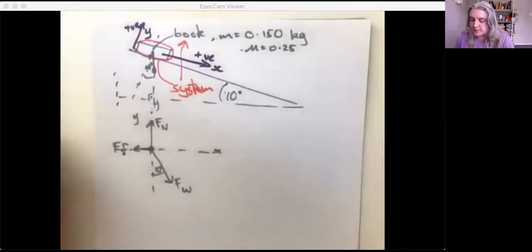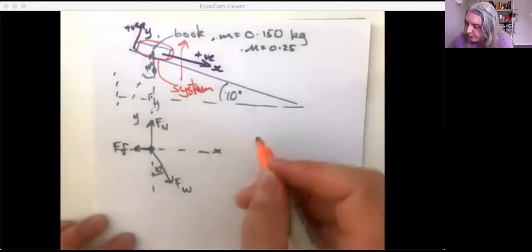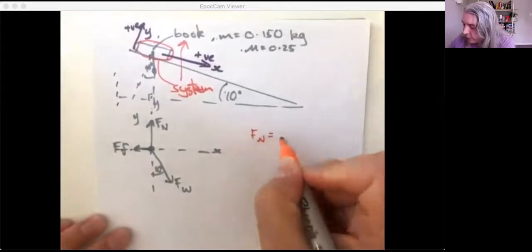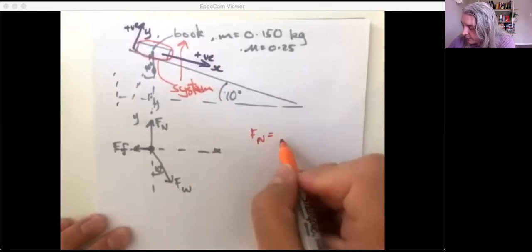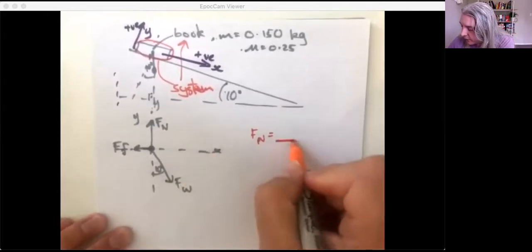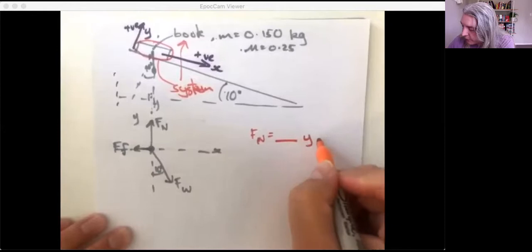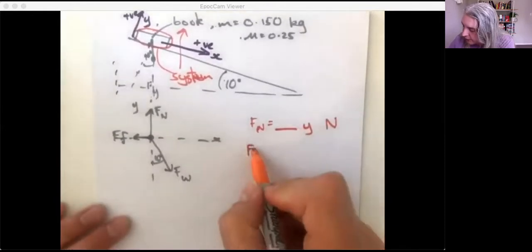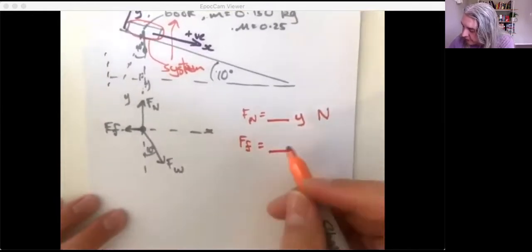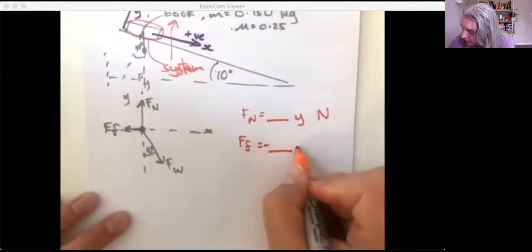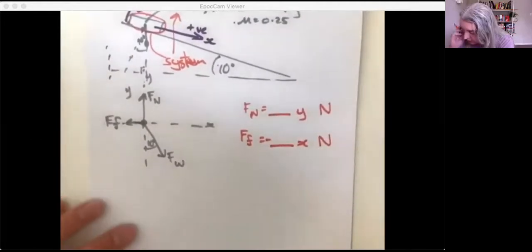So we don't know exactly what they are yet, but we do know that they are equal. They are written in our frame of reference already. So Fn is equal to some value. We don't know what it is, but it's in the positive y direction, and it's newtons. The friction force is some value again. It's in the negative x direction, and it's in newtons.